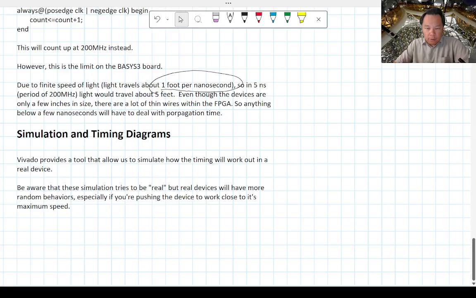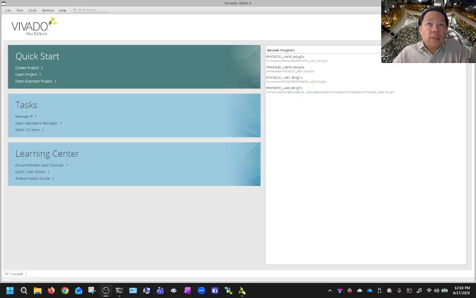Vivado pops up. Okay, hopefully you guys can see my Vivado. Already made the lab for it. Well, this is going to be lab 10. Hopefully, yeah, this one.